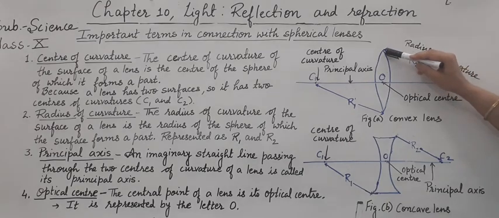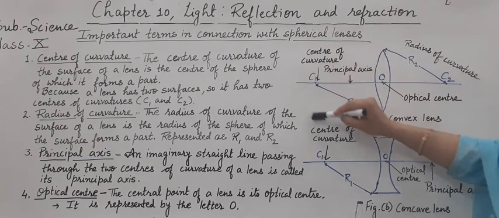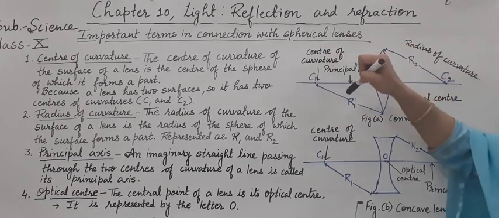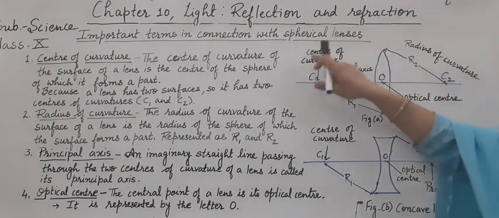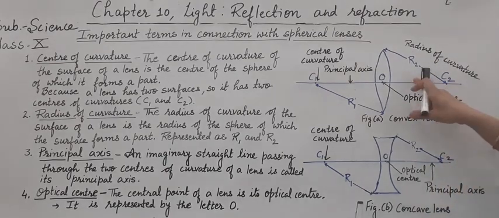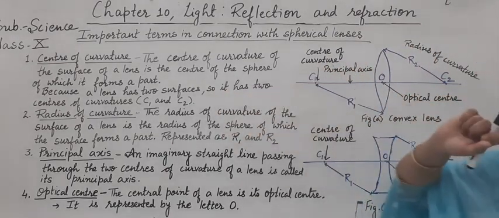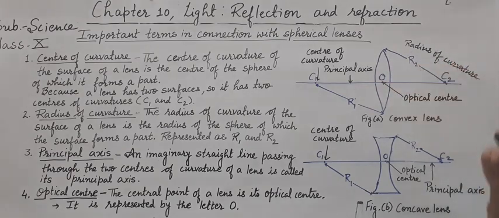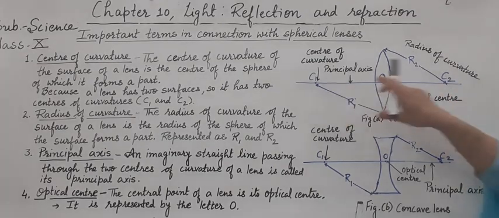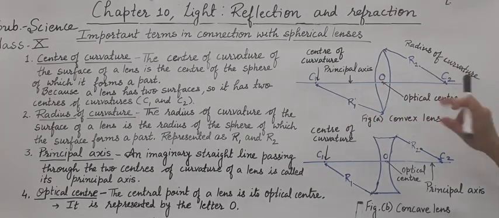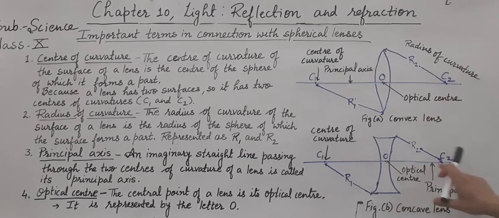Also, when we extend the other surface, it forms a sphere, and that sphere has a center. That is also called center of curvature. Because a lens has two surfaces, it has two centers of curvature, C1 and C2. So C1 and C2 are the two centers of curvature of the lens.